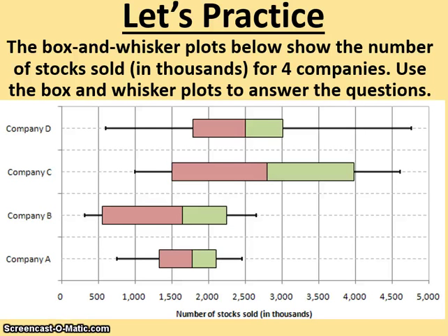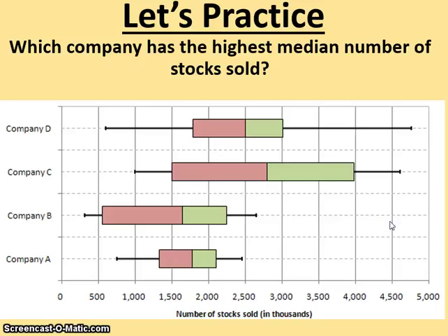So let's practice. The box and whisker plots below show the number of stocks sold in thousands for 4 companies. Use the box and whisker plots to answer the question. So we can see at the bottom, these are the number of stocks sold, and we have 4 different companies being represented by these 4 box and whisker plots. So here's our first question. Which company has the highest median number of stocks sold?